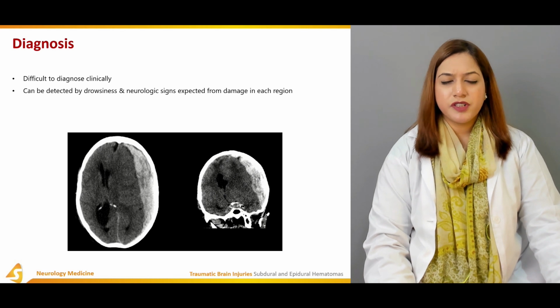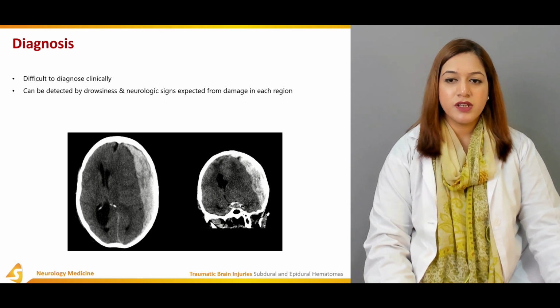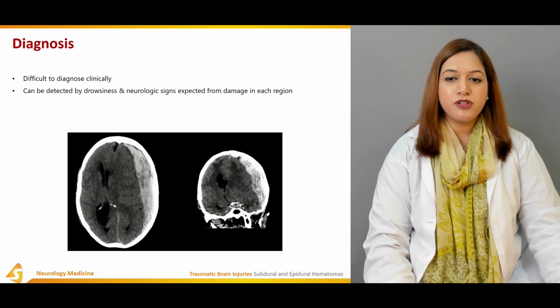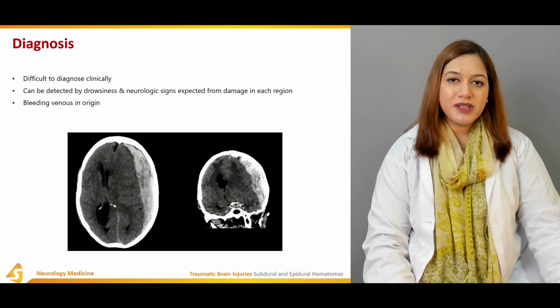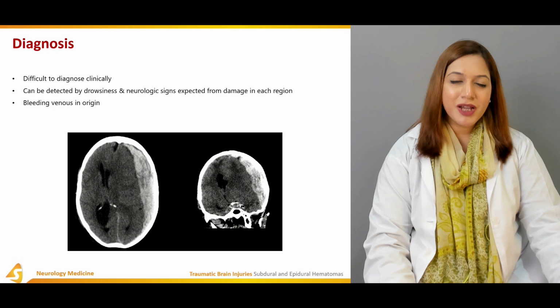They are difficult to diagnose clinically, but they can be detected if the patient is drowsy or is exhibiting some neurologic signs from damage to that particular area of the brain. Bleeding is usually venous in origin in case of a subdural hematoma, but it might be arterial.